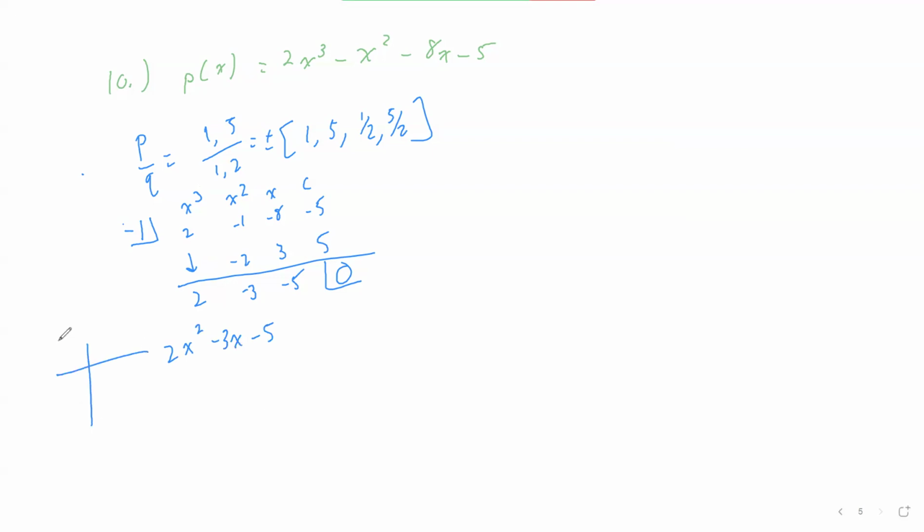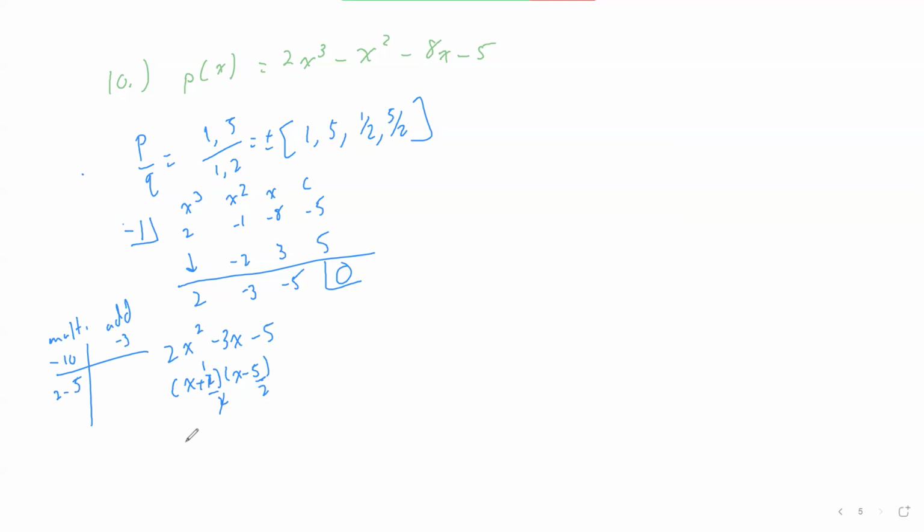And then if I try to factor this, I need to multiply to my a times c, which is -10, add to my -3: 2 and 5, and negative. So that gives me x plus 2, x minus 5. Divide that by 2. So that's 1, and I can't simplify that.